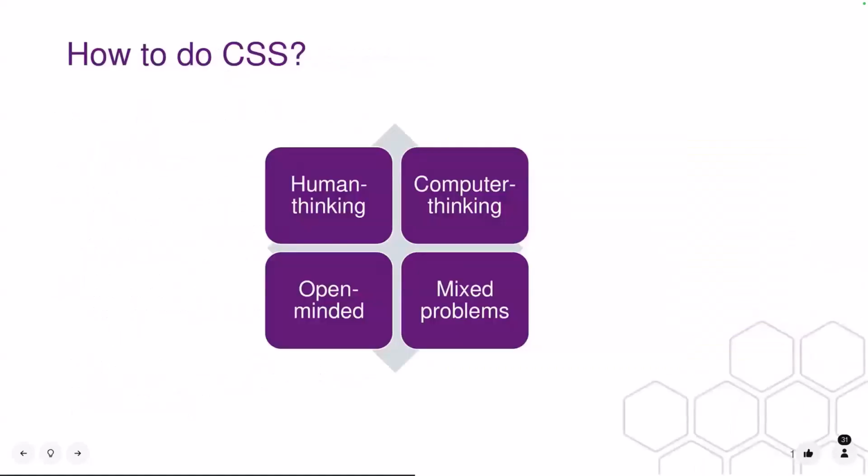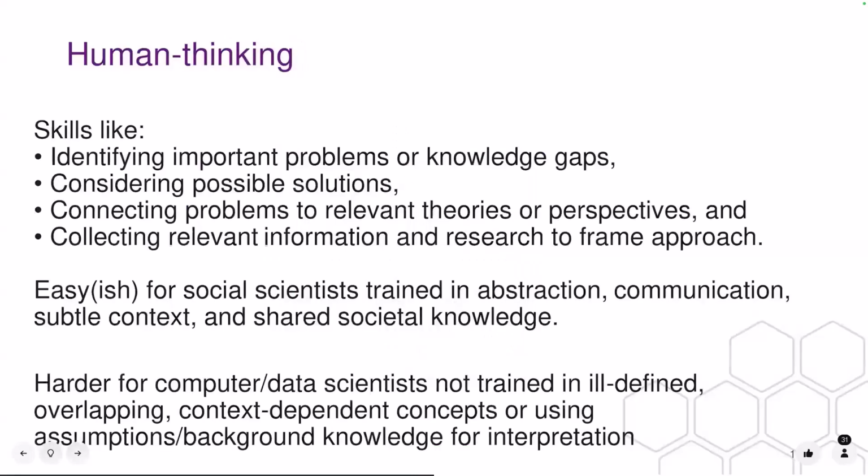So in order to do computational social science, you're going to need a blend of social science and computer science skills. So you'll need the human type thinking skills that we've identified, computer thinking. You're going to need to be open-minded, and you're going to need a mixed problem to work on. So let's delve into these categories a little bit more. So you're going to need those skills that we briefly touched on before.